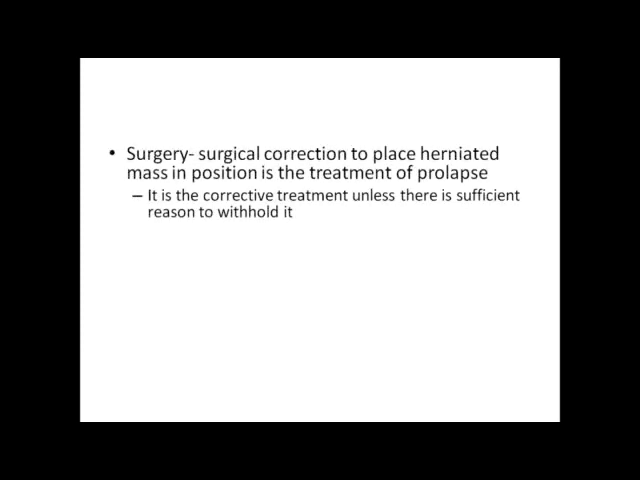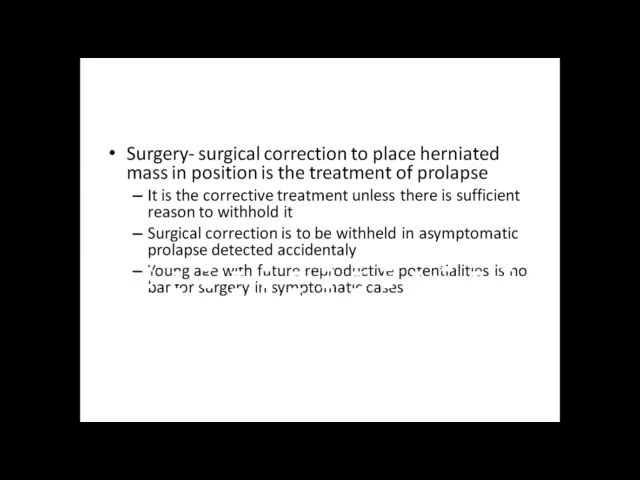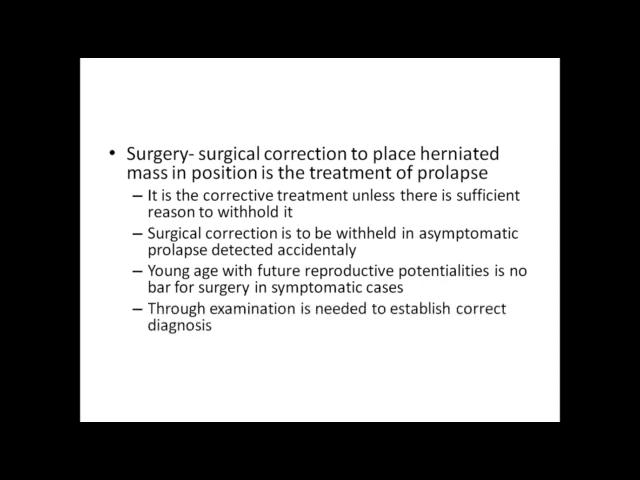Surgical correction is to place the hiatal mass in position in treatment of prolapse. It is a corrective treatment unless there is sufficient reason to withhold it. Surgical correction is to be withheld in asymptomatic prolapse detected accidentally. Young age with future reproductive potentialities is no bar for surgery in symptomatic cases. Thorough examination is needed to establish the correct diagnosis. There is no uniform procedure to correct all types of prolapse.